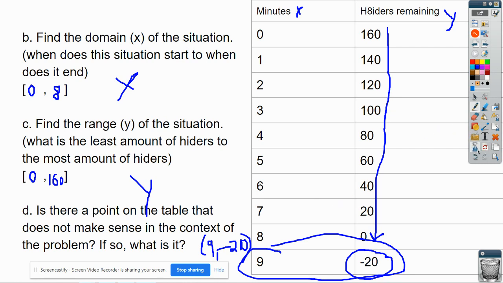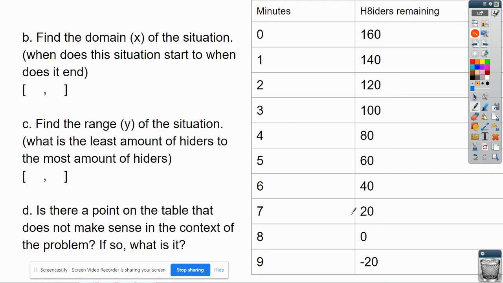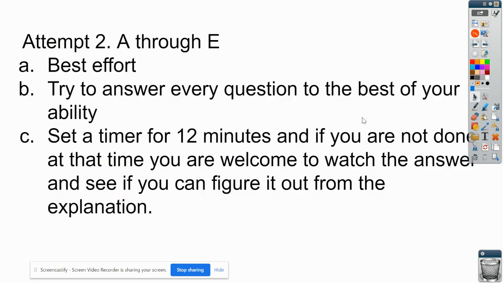So that's essentially just how that works. It's domain is x and range is y.